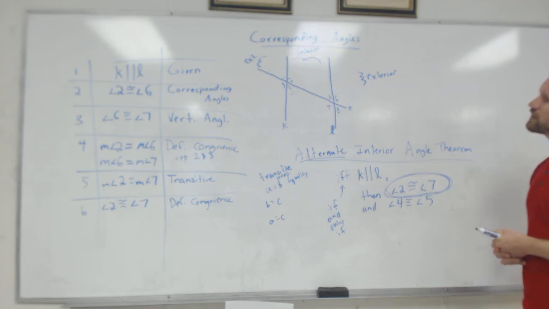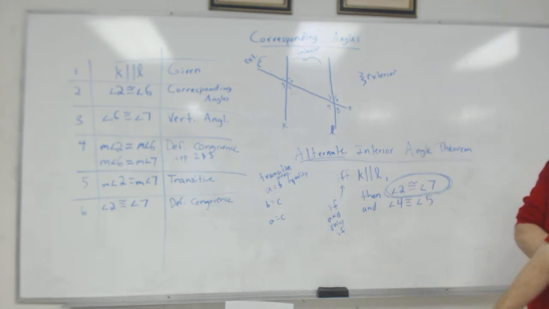Could you prove this? I'm trying to think if there's another way to prove it. This is how I would have proved it, right? But sometimes there's multiple ways to prove things. Like, could you prove this by showing that things have to be supplementary? Like 2 and 4 are supplementary. 5 and 7 have to be supplementary. Yeah, I guess that doesn't really help. Yeah, it doesn't really make sense.